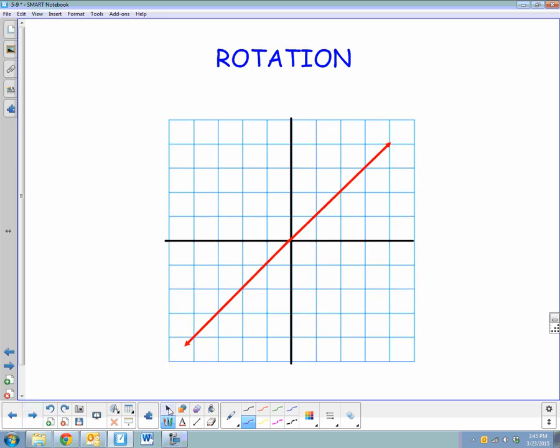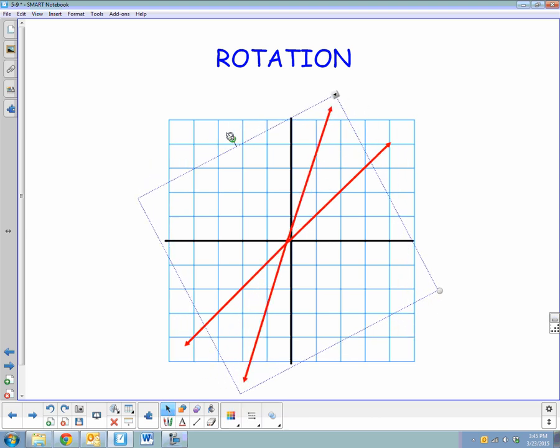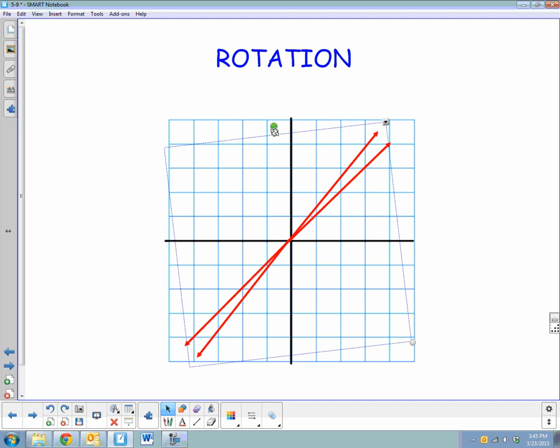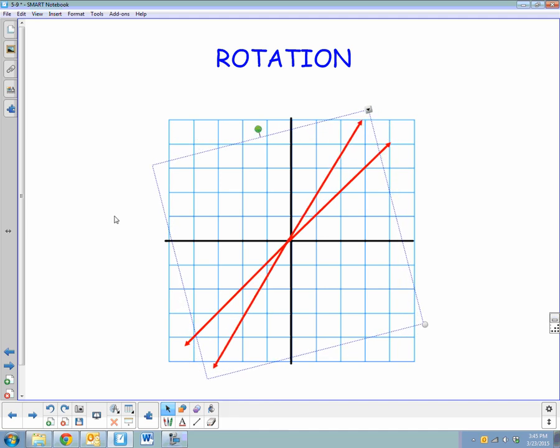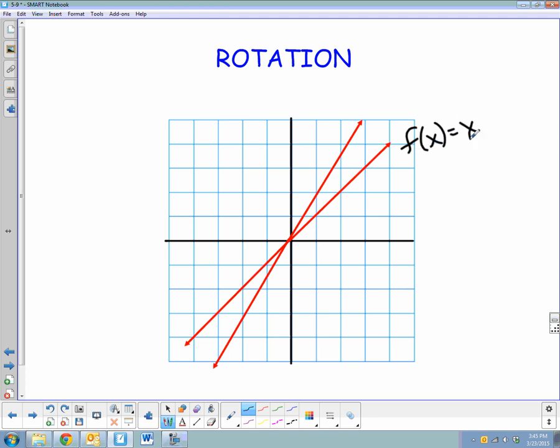Rotation. We're going to rotate this figure. It's not quite perfect, but let's say it rotates like this. So I've rotated that parent function. Again, my parent was f of x equals x, and I rotated it about 0, 0. You'll notice that that's where it's turning. It's turning around this point 0, 0. And so I would say that this function rotated around the point 0, 0.